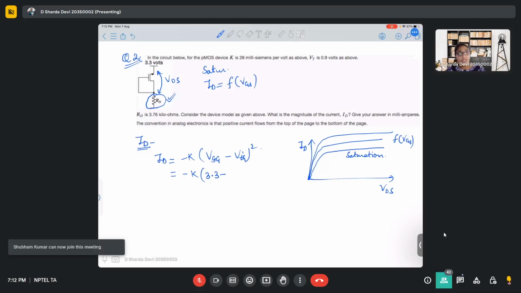So here we have VS, that is 3.3. VG, what is the value of VG over here?